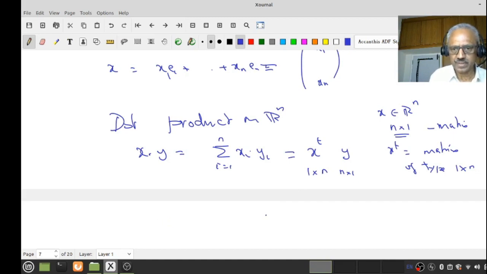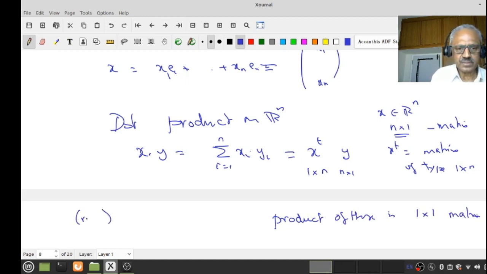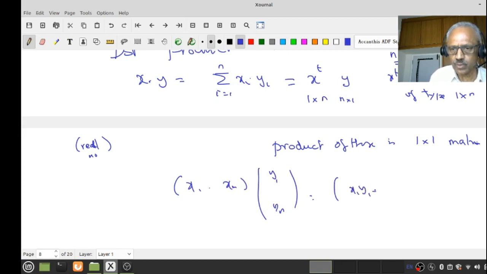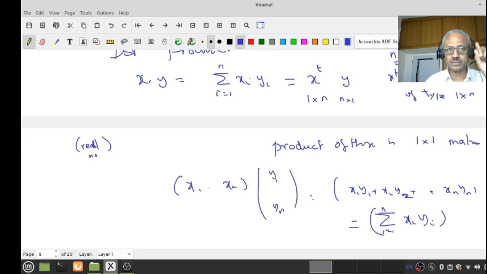The product of these two matrices is a 1 cross 1 matrix. That means there is only one entry, a real number. So what is that? Let us just look at it. This is x1, x2, ..., xn, and y1 to yn, and the product is going to be x1 y1 plus x2 y2 plus ... plus xn yn. Let us write it as the summation of xi yi, i equal to 1 to n. Notice that there is only one entry here.